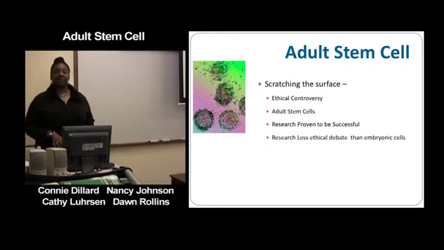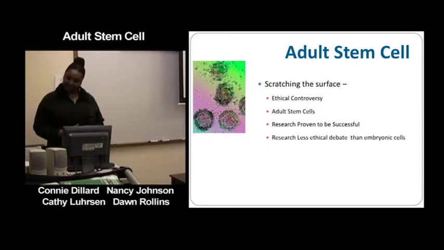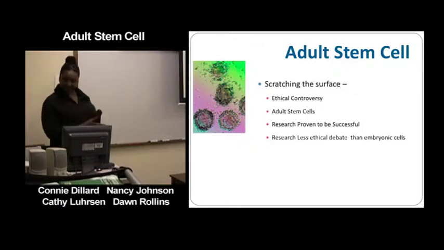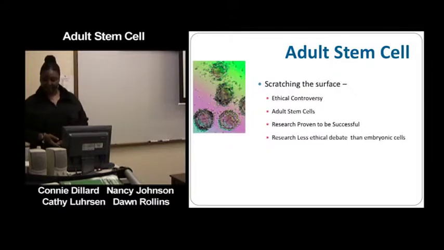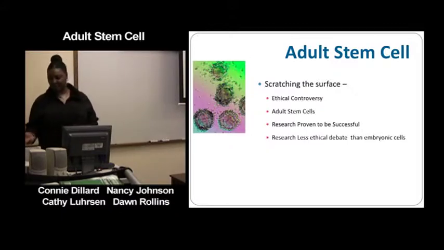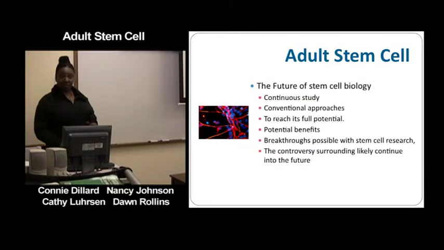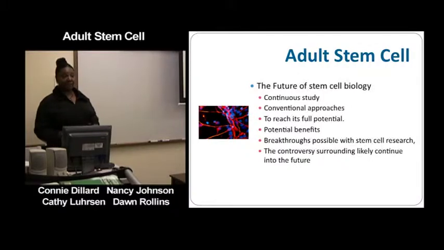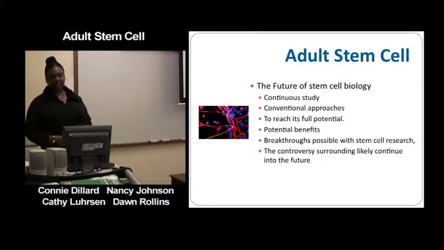So it's clear that we've only begun to scratch the surface of the controversies surrounding stem cell research and the technologies that will enable these possibilities to occur. Some research using adult stem cells has already proven to be successful, like they've already mentioned, with less ethical debate regarding their use than the other forms of stem cell research. The future of stem cell research will require continuous study with more conventional approaches in order to reach its full potential. Yet, despite the many potential benefits and breakthroughs possible with stem cell research, the controversy surrounding it will likely continue far into the future.